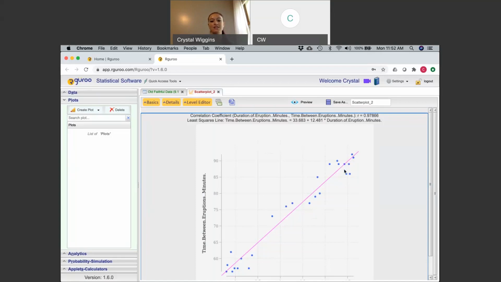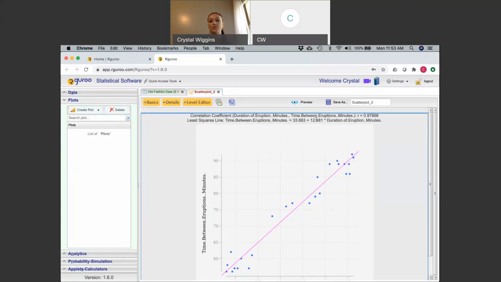So I'm looking, and these dots are very close to this pink line. They form a pretty strong positive correlation. So I am not surprised that the correlation coefficient is very close to 1: 0.97. That is very close to 1, so very, very strong correlation here. In the next section, we'll be talking about regression lines. This is your equation of the regression line.